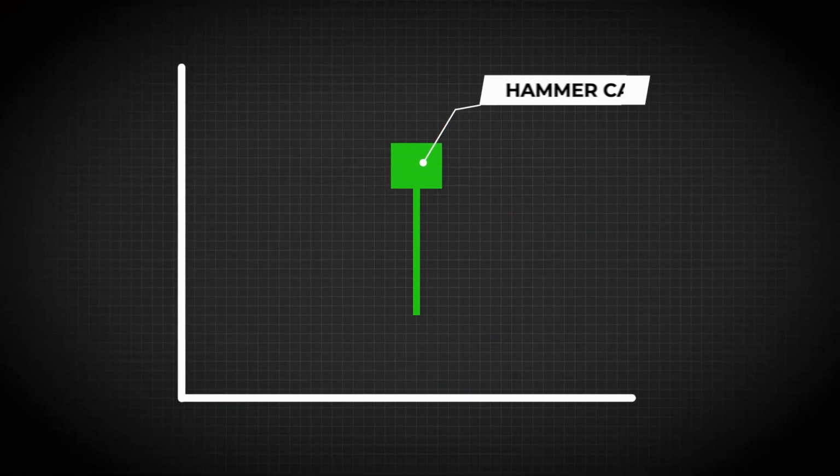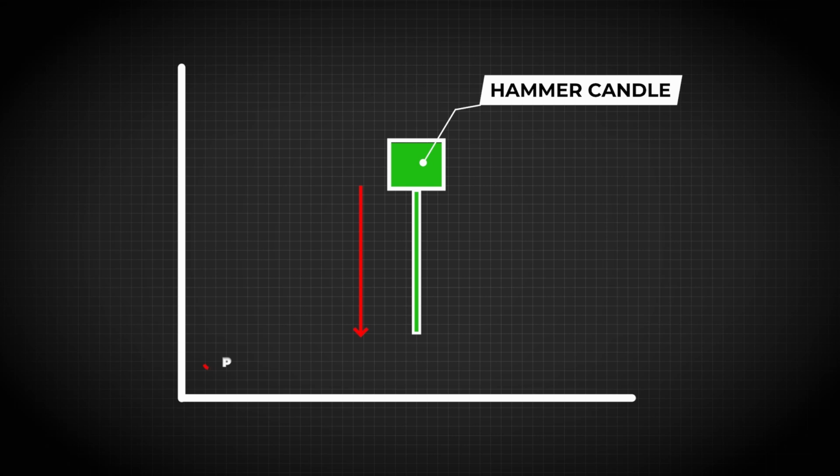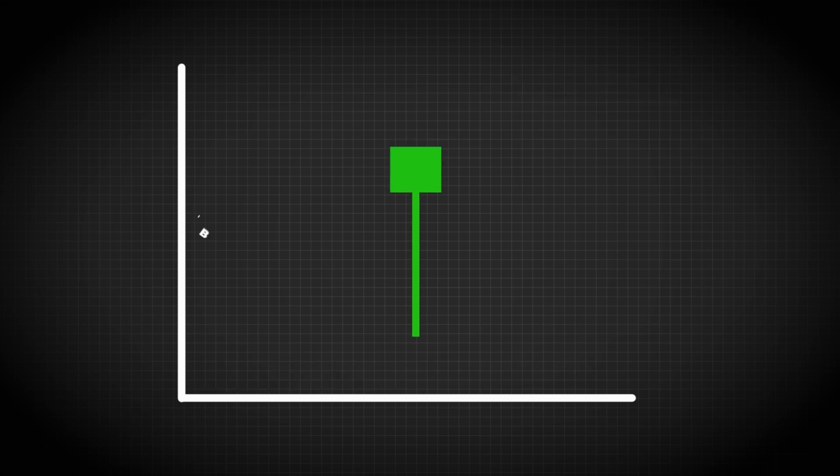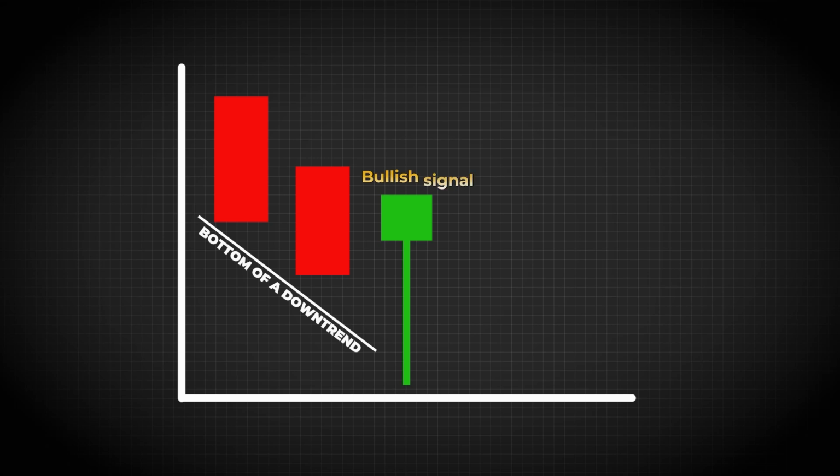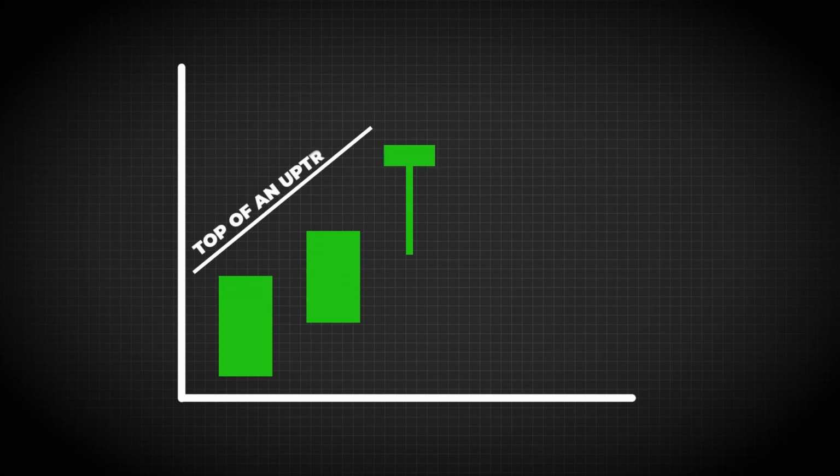A hammer is a candlestick with a small body at the top and a long lower wick, meaning that price dropped significantly during the session but recovered at the close. Now at the bottom of a trend, this can be a bullish signal indicating that sellers tried to push the price lower but failed. However, at the top of an uptrend, or at the top of a broadening formation, a hammer often signals a bearish reversal.